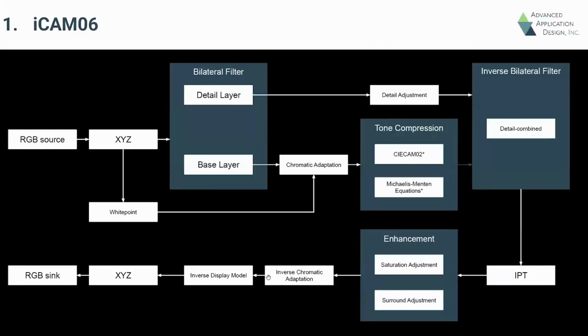As I said, ICAM06 is the standard for doing this. This is ICAM06. The idea is it goes through what's called a bilateral filter to split your image into a base layer and detail layer. It only tone maps the base layer such that details of your image are preserved. This looks complicated, and from a theoretical point of view, it is very complicated. But from an implementation point of view, it actually is surprisingly easy to implement. Much like everything in computer graphics, it boils down to matrix multiplication.